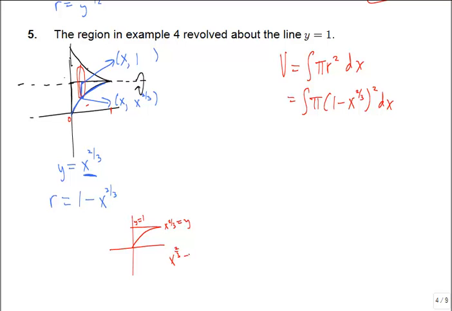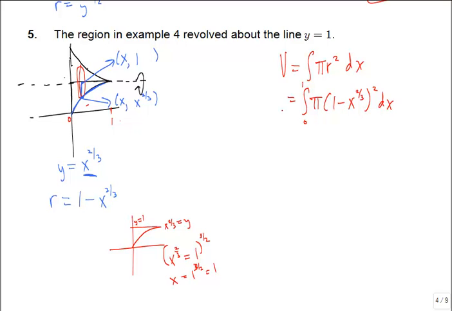Where do they intersect? Well, when you raise both sides to the 3/2, 1 to the 3/2 is still 1. So this is also hitting x at 1 as well. So it's just the intersection of our two curves that we had. That's determining our bounds for x. So here's my volume integral.